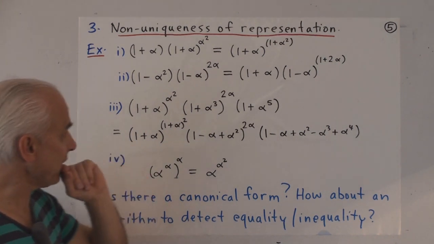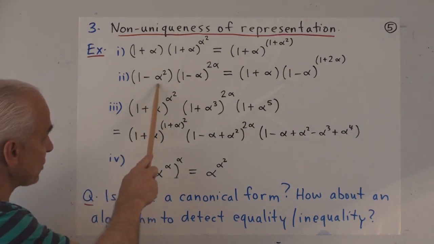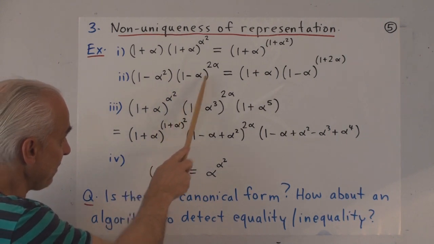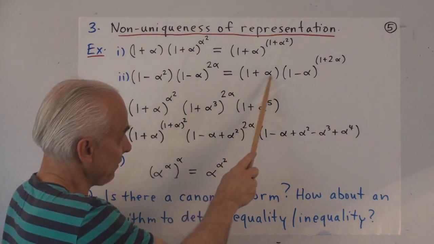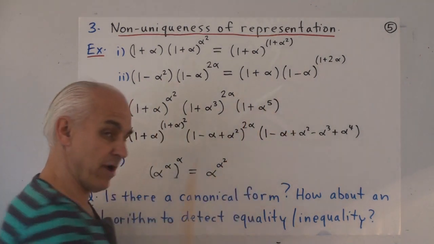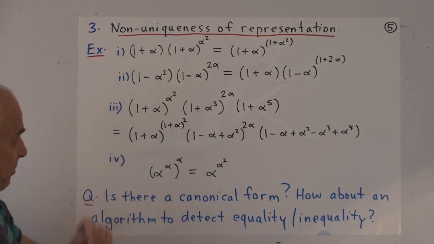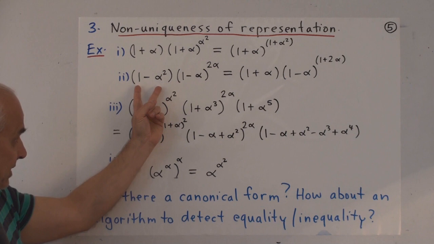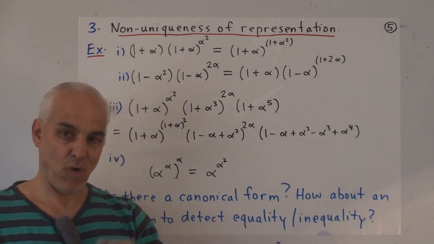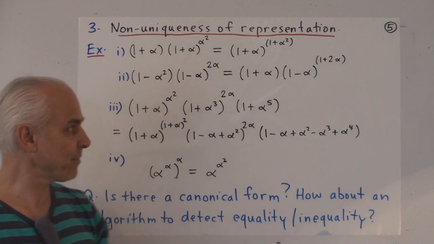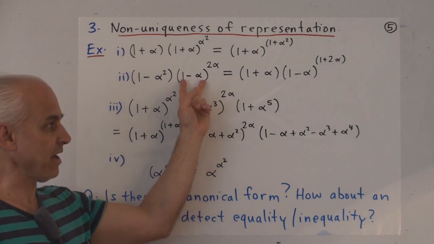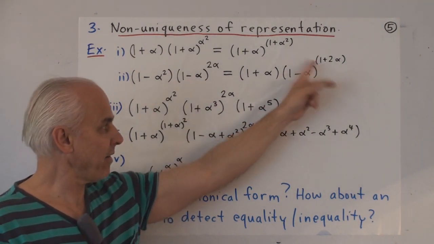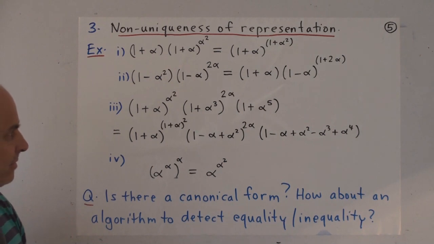Here's another slightly more subtle example. Consider 1 minus alpha squared times 1 minus alpha to the 2 alpha. Well, this could be rewritten as 1 plus alpha times 1 minus alpha to the 1 plus 2 alpha. That's a little bit more subtle. What I'm doing there is realizing that I can factor 1 minus alpha squared as 1 minus alpha times 1 plus alpha. And I can take the 1 minus alpha from here and group it with these 1 minus alphas, raising the exponent by 1, and leaving this. It's the same kind of idea, but just a little bit more subtle.